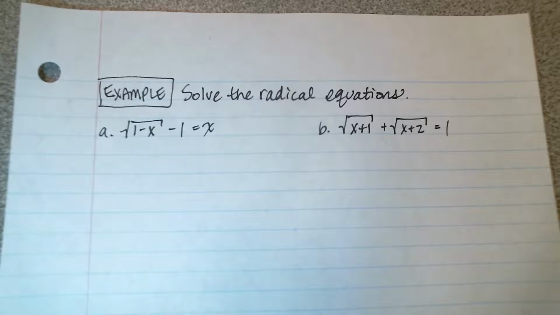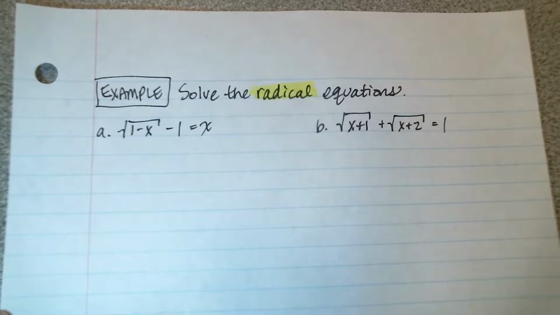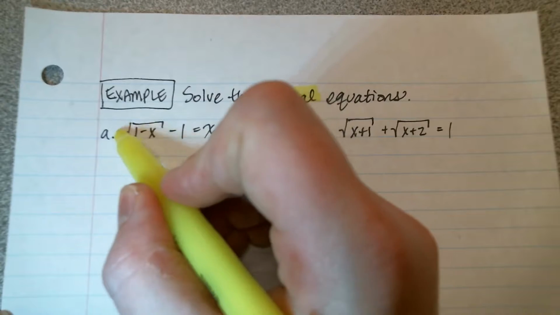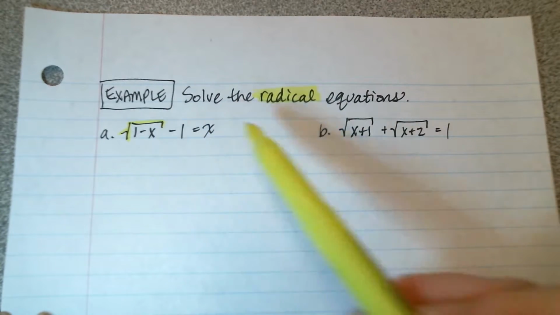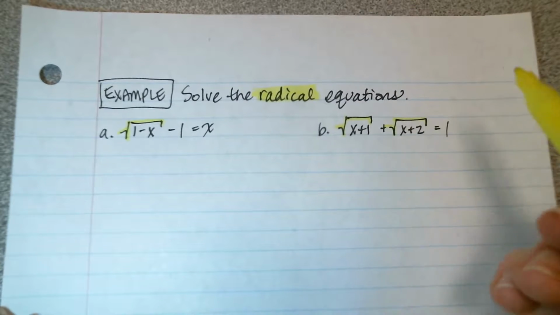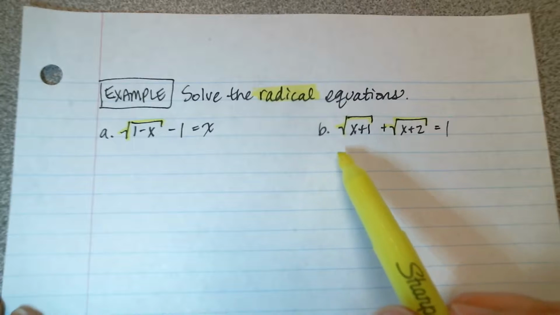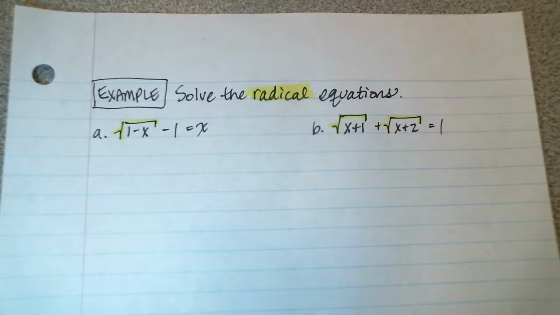In this video, I'm going to show you how to solve a radical equation, and here I have two separate examples. So first, you know that you have a radical equation if you have an equation with a radical in it. And in this first example, you can see I have a square root, and in the second example, I have two square roots. But you could have a radical of any index in your equation. I'm just going to be working with square roots for the purpose of this video.